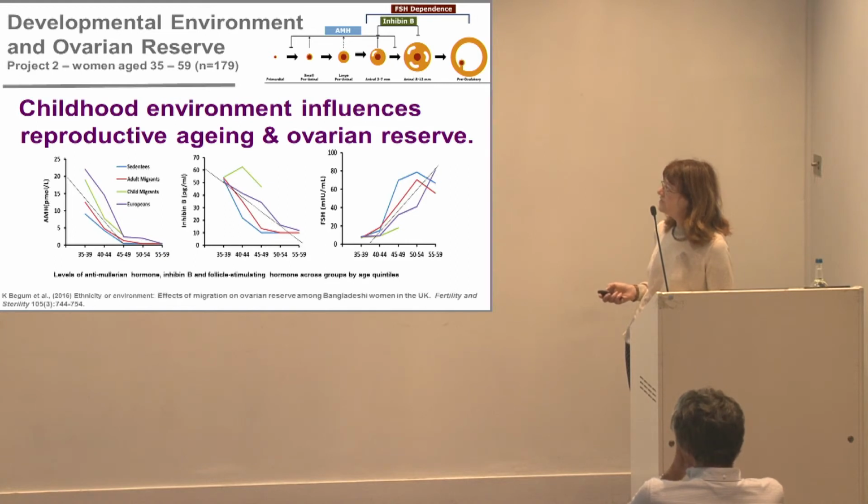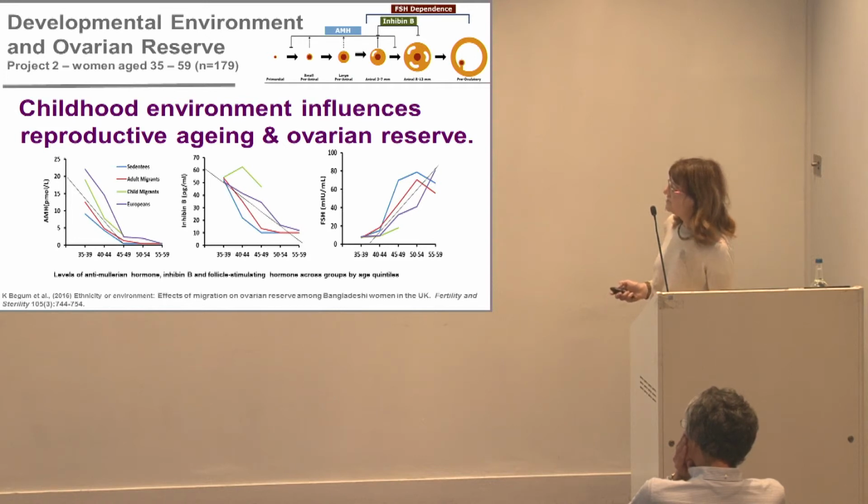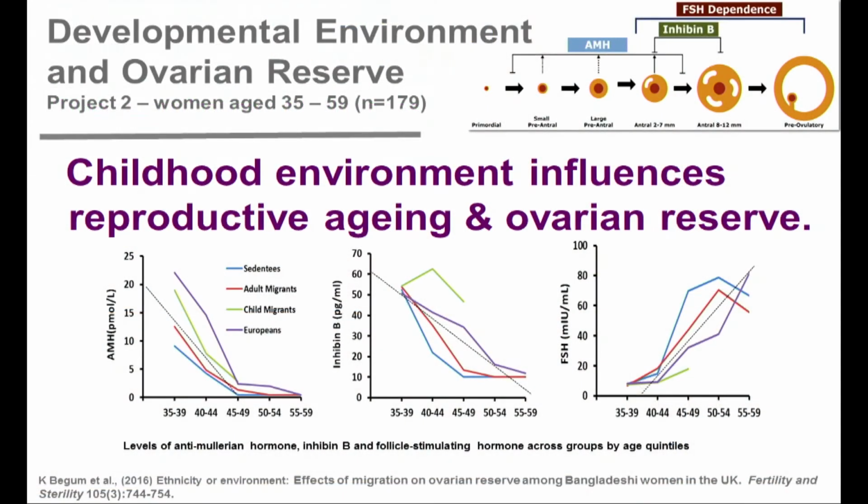When we looked at a suite of hormones that tell you about ovarian aging, and I'll just mention them here, this is anti-Mullerian hormone, inhibin B, and follicle stimulating hormone. As you get older, AMH and inhibin B go down, and FSH, follicle stimulating hormone, goes up as you approach and go through the menopause. But again, what's interesting is you can see here these dotted lines, depending on where you grew up, the levels of these hormones and the age at which you were reproductively getting older was earlier among those women who had grown up in Bangladesh. So again, a second study that seemed to confirm what we were finding earlier about the influence of the childhood environment on reproductive function.